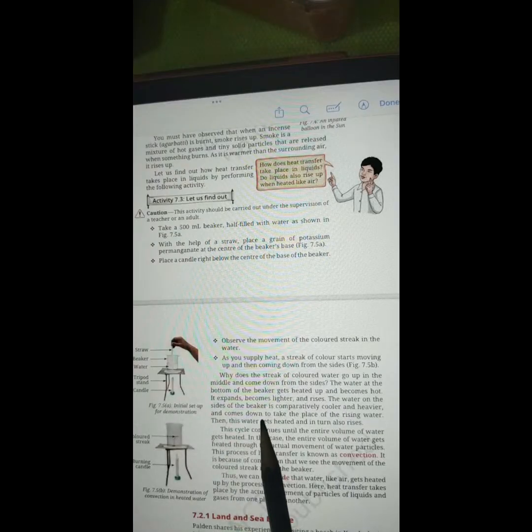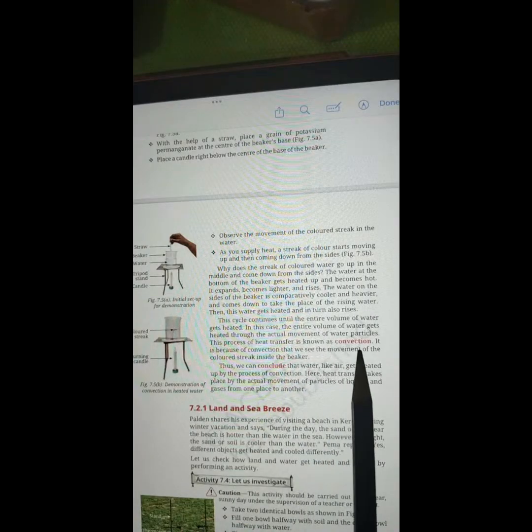The water on the sides of the beaker is comparatively cooler and heavier and comes down to take the place of the rising water. Then this water gets heated and in turn also rises. This cycle continues until the entire volume of water gets heated. In this case, the entire volume of water gets heated through the actual movement of water particles. This process of heat transfer is known as convection.